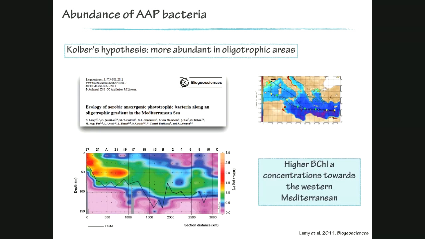This was in agreement with a parallel study conducted by French researchers that was published the same year. They went on a cruise across the Mediterranean, and they also found that the bacterial chlorophyll concentration, which is the pigment of these AAP cells, was higher towards the Western Mediterranean. So there are more AAPs in the Western Mediterranean than in the Eastern Mediterranean.